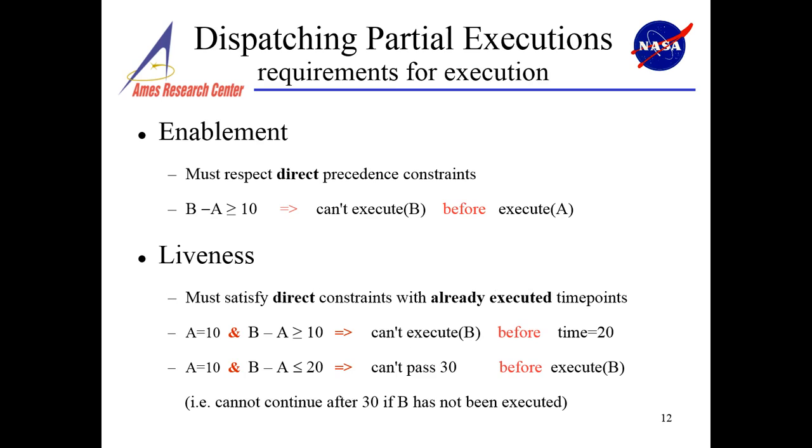So in more detail, here's the requirement for a dispatching partial execution. First of all, you can't execute time points out of order, so you respect direct precedence constraints. The second condition is that if you execute a time point, it must satisfy direct constraints with respect to already executed time points. So in particular, you can't execute B before its inferred release time from an executed time point, and you can't go beyond a certain point if the deadline has not been met for some time point.